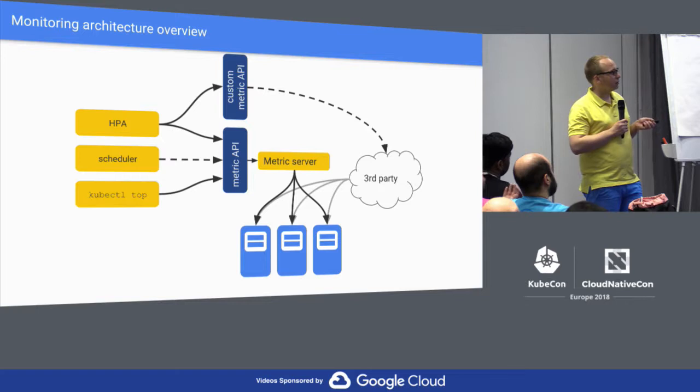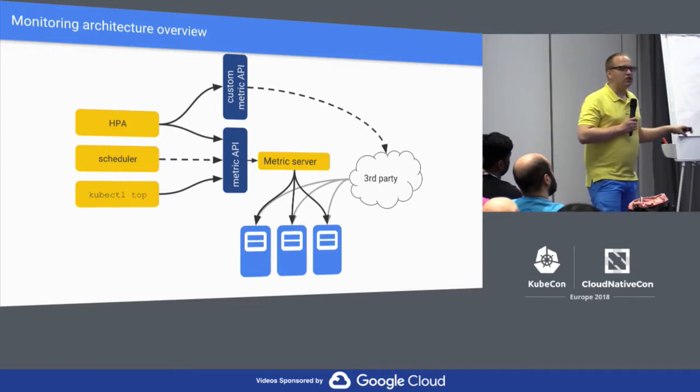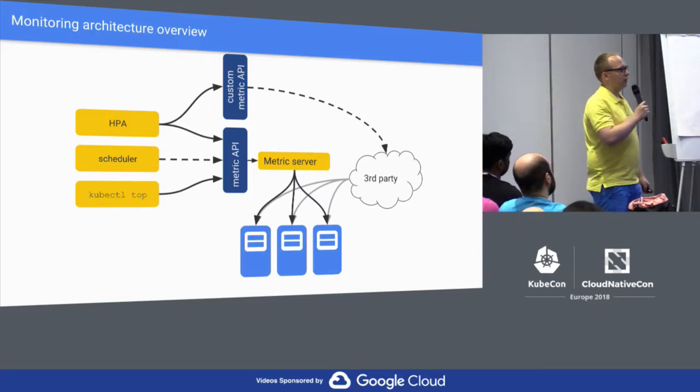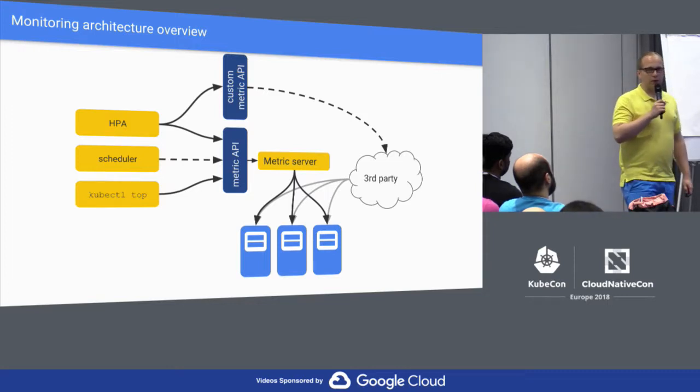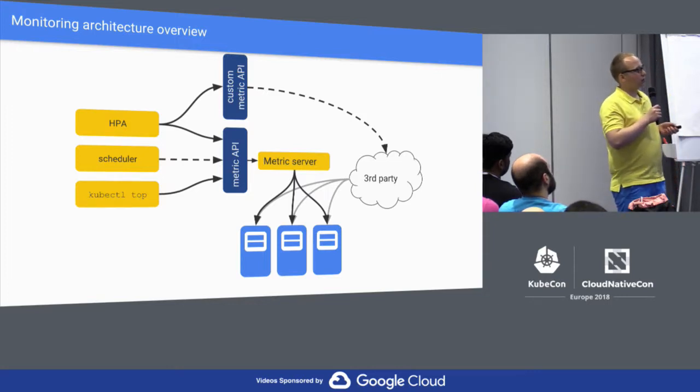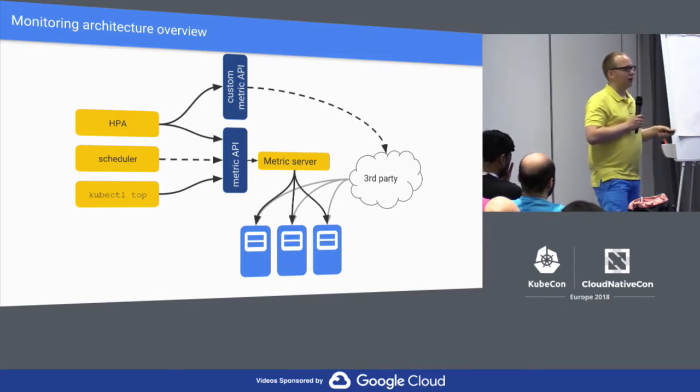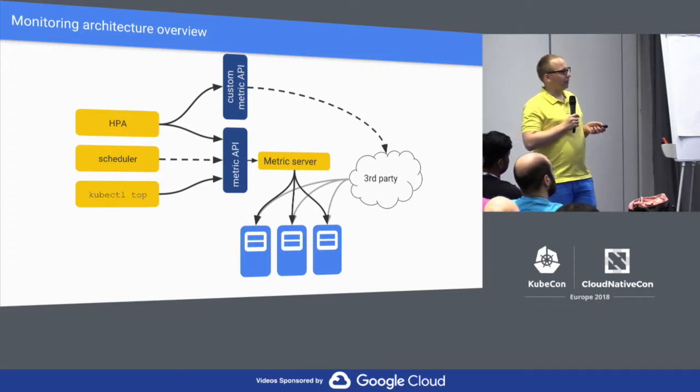Here are the consumers: kubectl top, the horizontal pod autoscaler, and the scheduler. This is not yet fully implemented, but there is some work around using resource usage metrics to make better scheduling decisions. In addition to this, you need some third-party monitoring solution. It's up to the third-party monitoring vendor how to integrate with Kubernetes, but there is a way to consume data from this third-party monitoring solution. This is the custom metrics API.